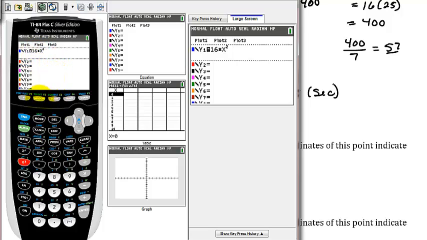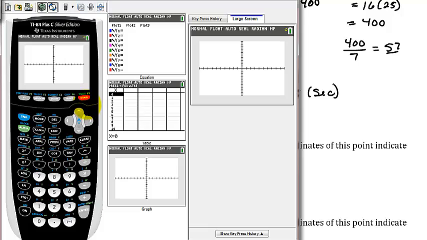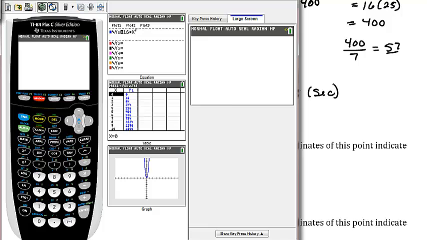Now I want to set my window. So if I hit graph, it has a preset in there, or if you've changed it, it'll be whatever you had in there before. So see, this doesn't look like the graph that we have. I want to make it look like the graph that we have. So I'm going to click this window button right here, and this will allow me to set my tick marks on the graph that I see.